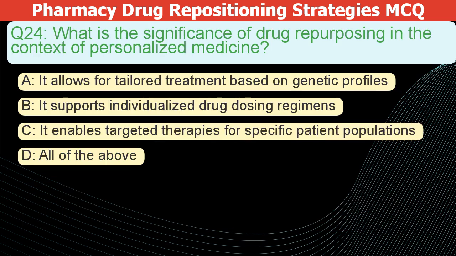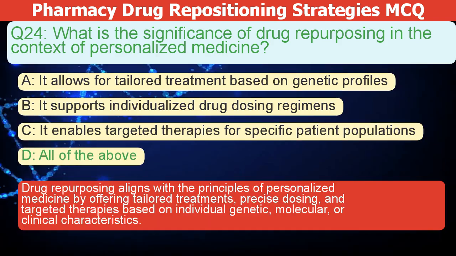What is the significance of drug repurposing in personalized medicine? A. It allows for tailored treatment based on genetic profiles. B. It supports individualized drug dosing regimens. C. It enables targeted therapies for specific patient populations. D. All of the above.